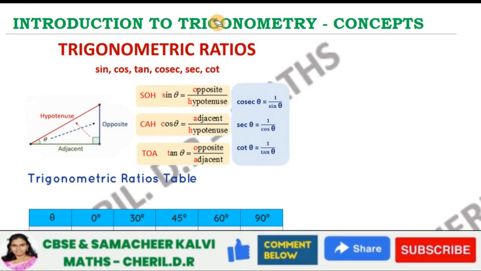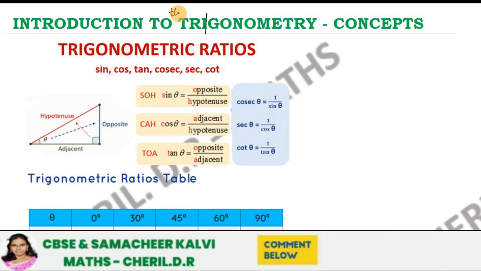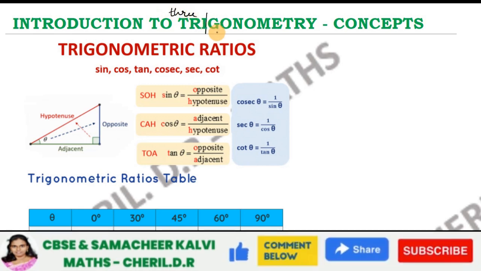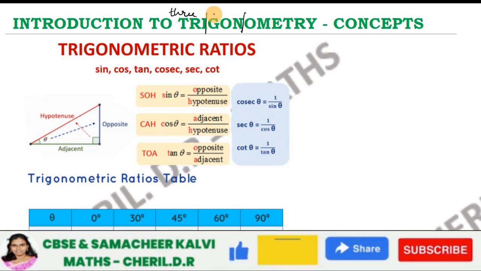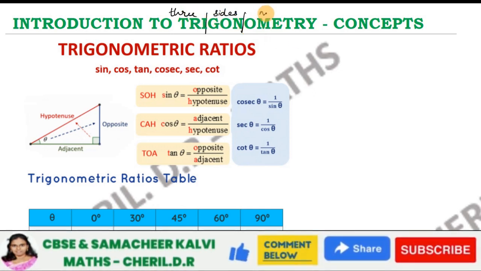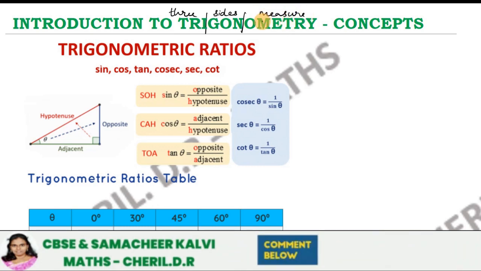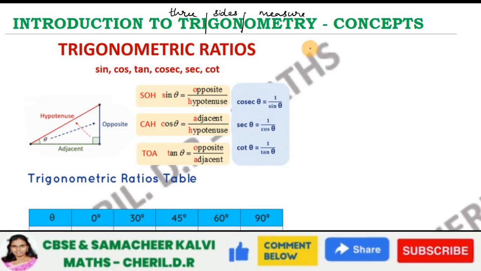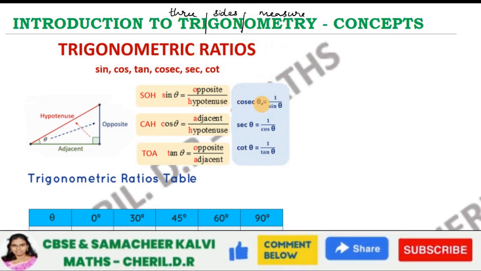Tri means what? We all know what tri is. Tri means 3. And the next is gon. Gon means sides. This is all from Greek words. So trigon means 3 sides. And metri means a measure. It means the measure of 3 sides of a right angle triangle. Here we are always using a right angle triangle.